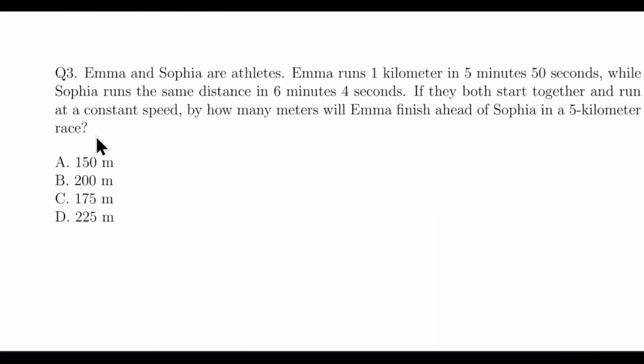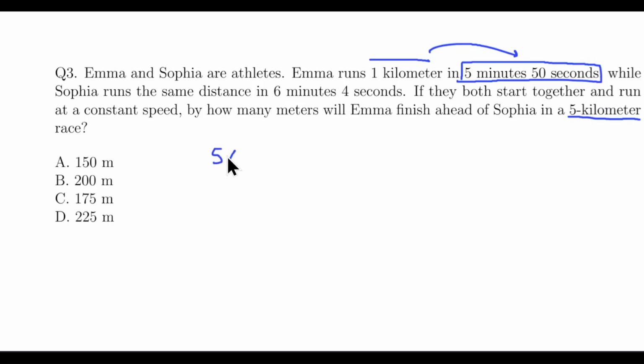Okay, in this question, we're given that Emma and Sophia are athletes, and Emma runs 1 kilometer in this time, and Sophia runs the same distance in this time. If they both start together and run at a constant speed, then by how many meters will Emma finish ahead of Sophia in a 5 kilometer race? Okay, so we need to find how much time Emma will take to complete a 5 kilometer race, and obviously if 1 kilometer is this, then 5 kilometers will be 5 times this time.